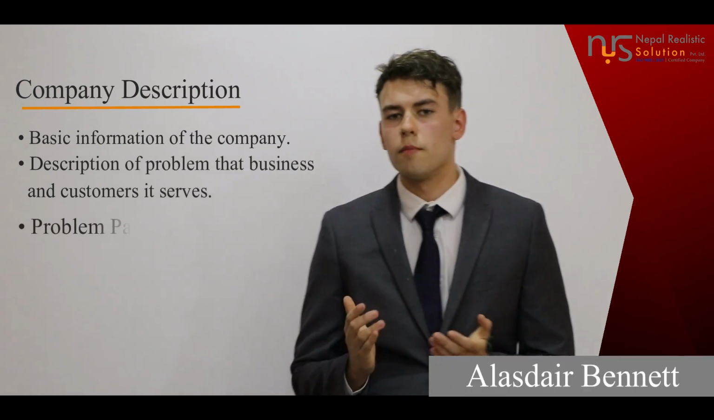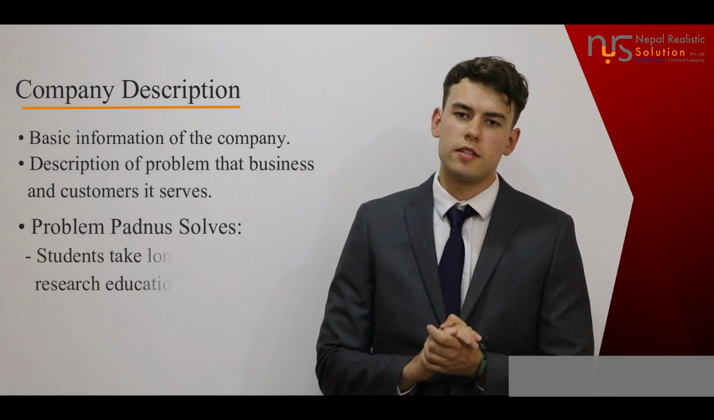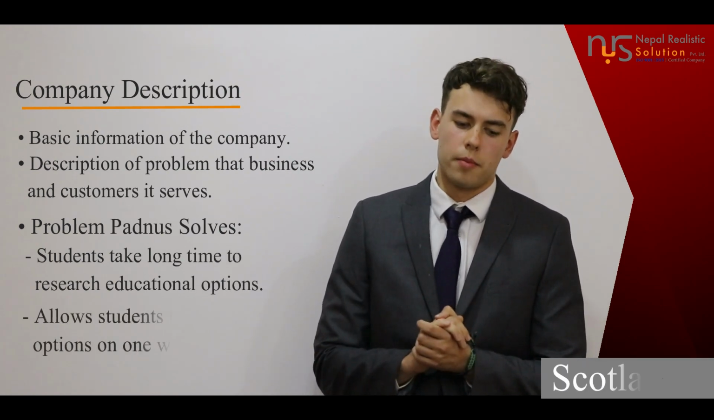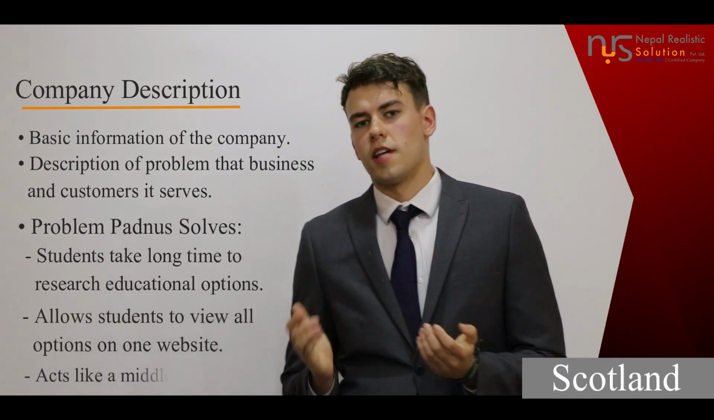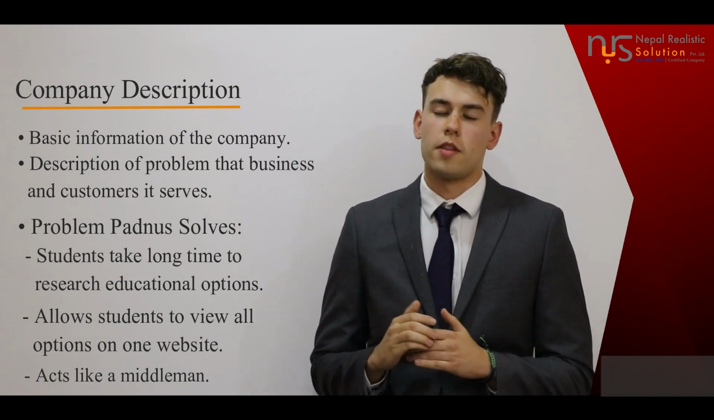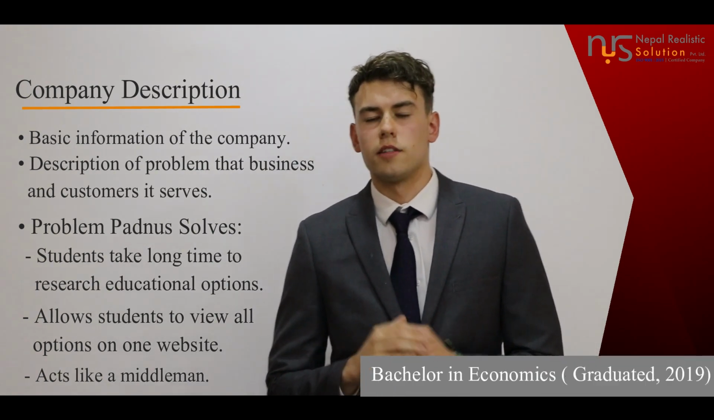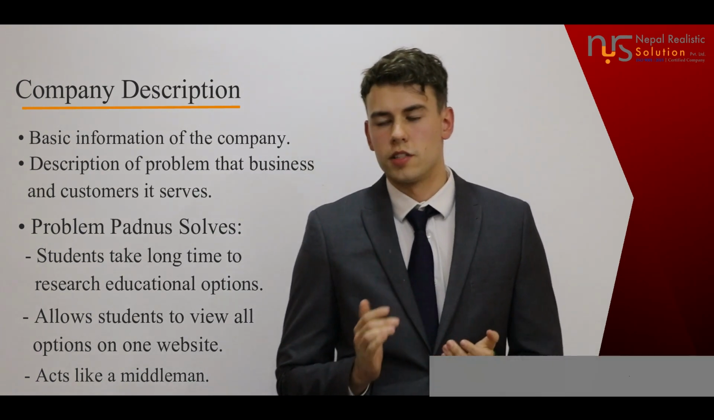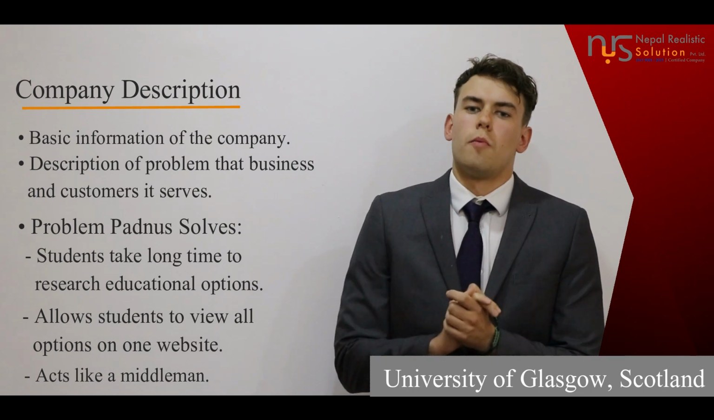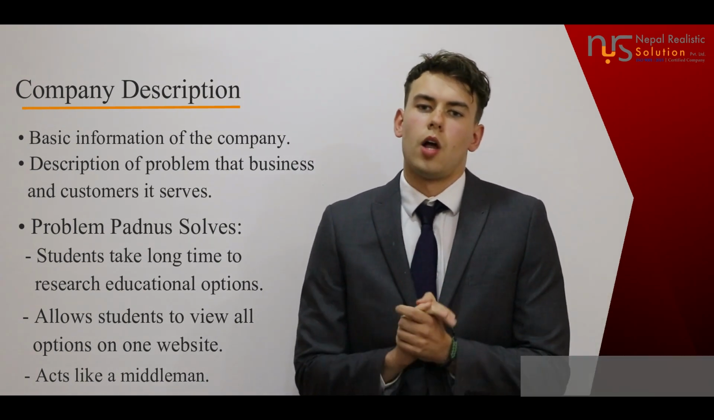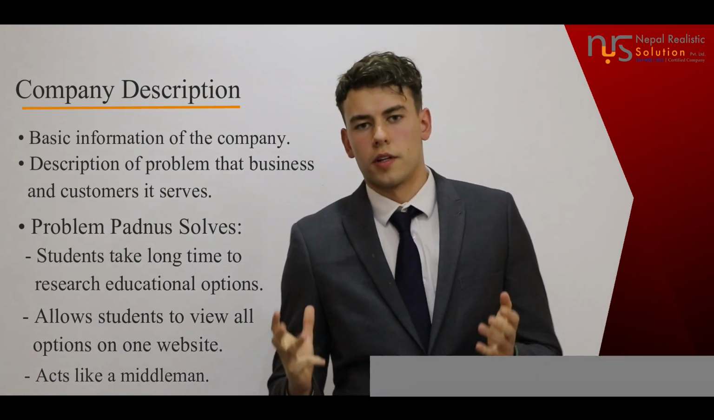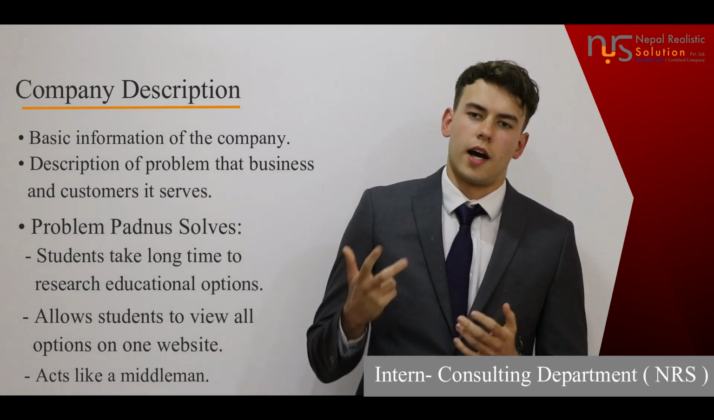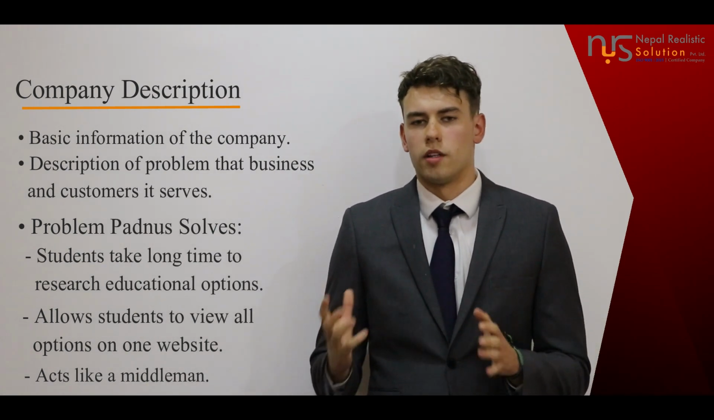So the company description starts with some basic information about the business. So what is the official name of the organisation, where is it located, and how many employees are at the company. So an important part of this section is a description of the problem that the business solves and the customers that it serves. So for Padnis, lots of students tend to take a long time researching their educational options. So Padnis basically tries to overcome this by allowing one centralised platform where everyone can access all the colleges and educational facilities that they need in one site.